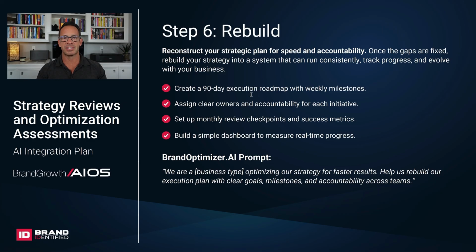And then step number 6, this is rebuild. Restructure your strategic plan for speed and accountability. Once the gaps are fixed, rebuild your strategy into a system that can run consistently, track your progress, and evolve with your business. So create a 90-day execution roadmap with weekly milestones, assign clear owners and accountability for each of those initiatives, set up monthly review checkpoints and success metrics, and build a simple dashboard to measure real-time progress. And then, as always, I've given you another BrandOptimizer.ai prompt to help you out here in step number 6.